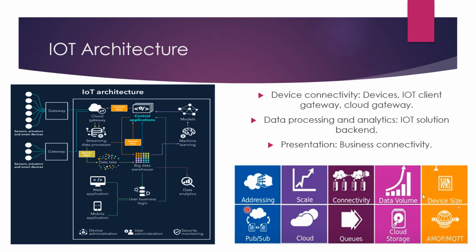We move now to IoT architecture. So IoT architecture has three types, three regions. The first one is device connectivity. Now devices, IoT client, gateway, cloud gateway fall in this part of IoT architecture as shown here.